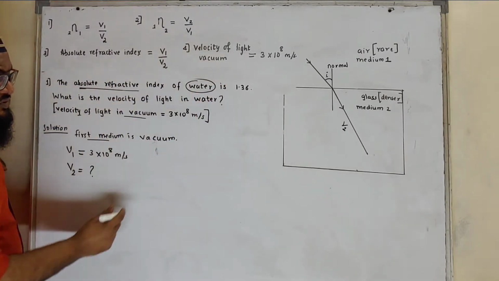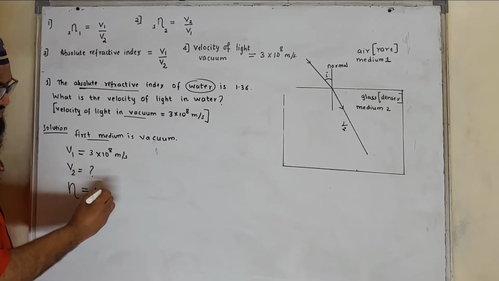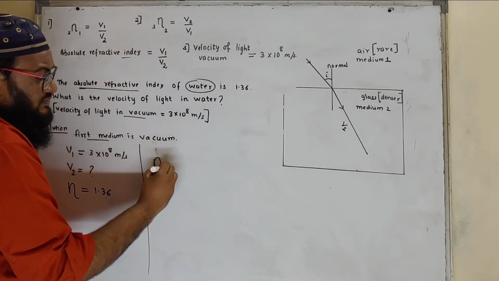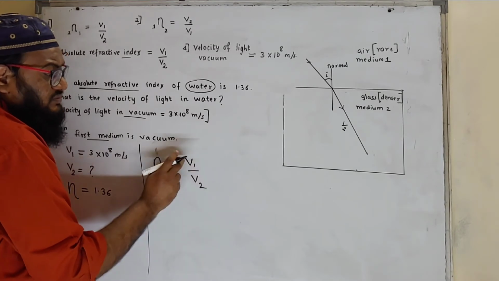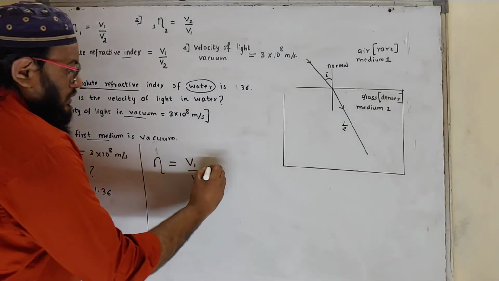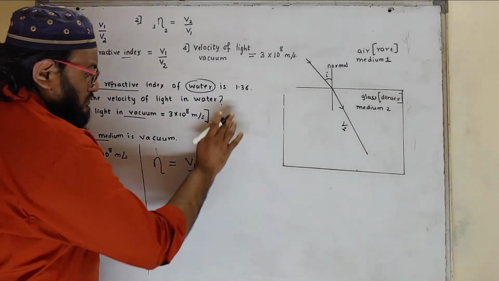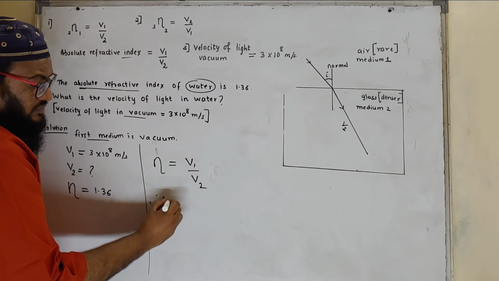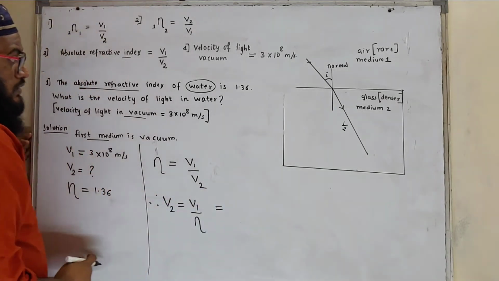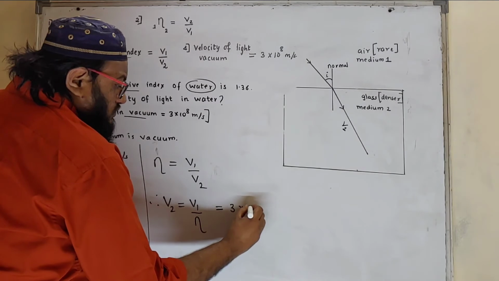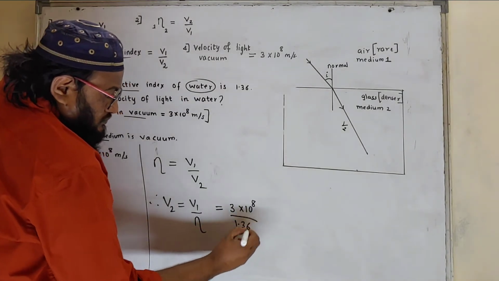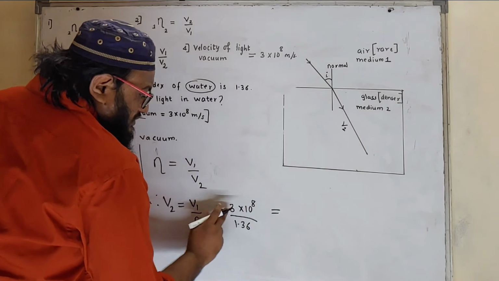Absolute refractive index of water is 1.36. We need to find out the velocity of light in water. What's the formula for absolute refractive index? Absolute refractive index is given by V1 upon V2. V1 is velocity of light in vacuum, and V2 is velocity of light in the medium, and over here the medium is water. We need to find out V2. Therefore V2 equals V1 upon absolute refractive index, which becomes 3 into 10 raised to 8 upon 1.36. That means we need to divide 3 upon 1.36.